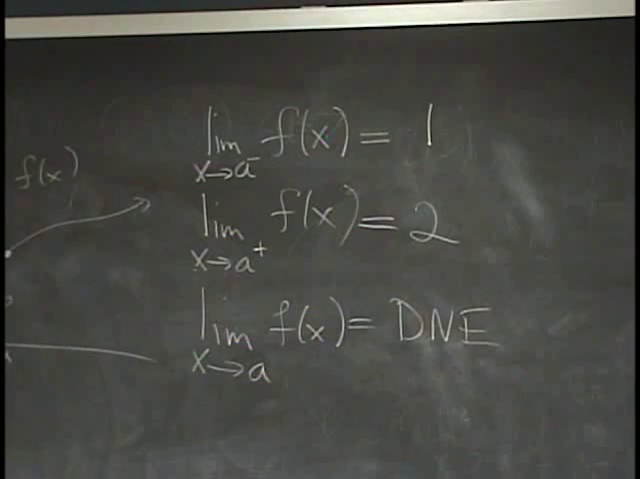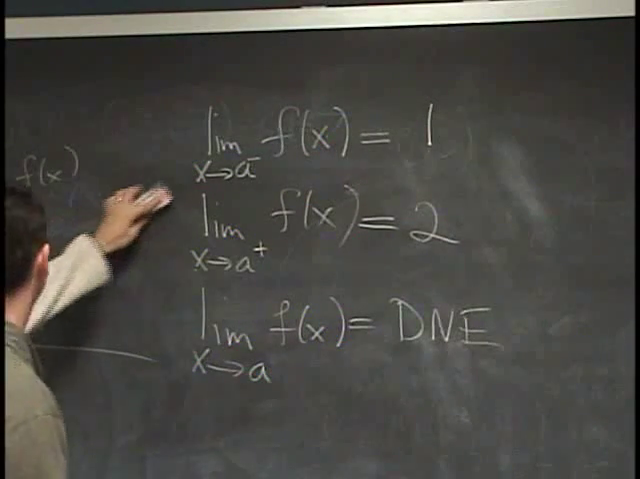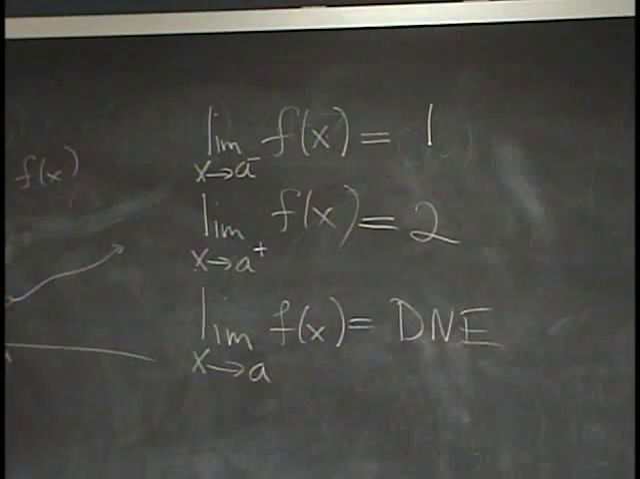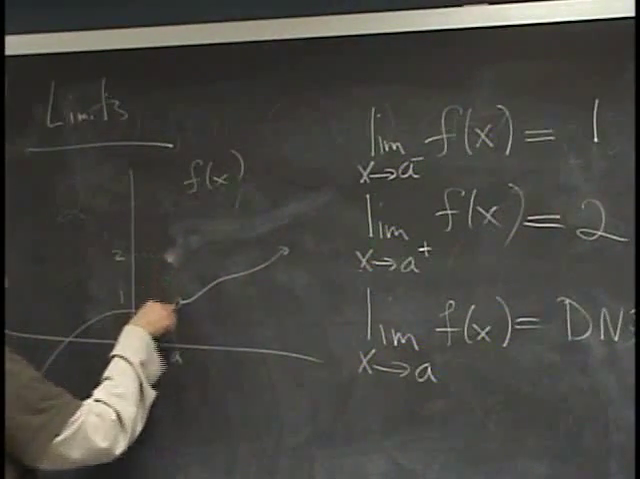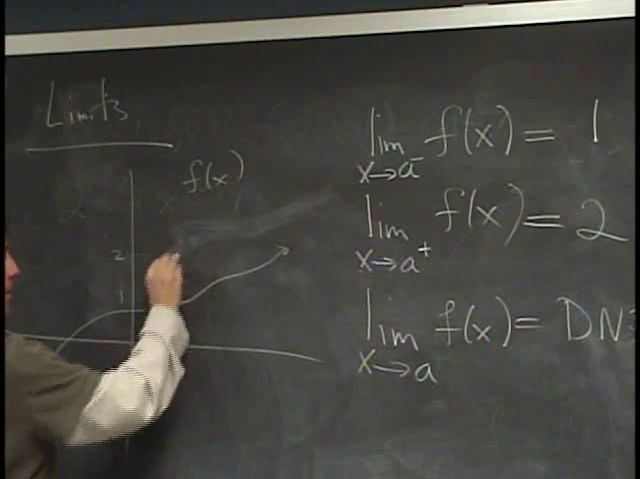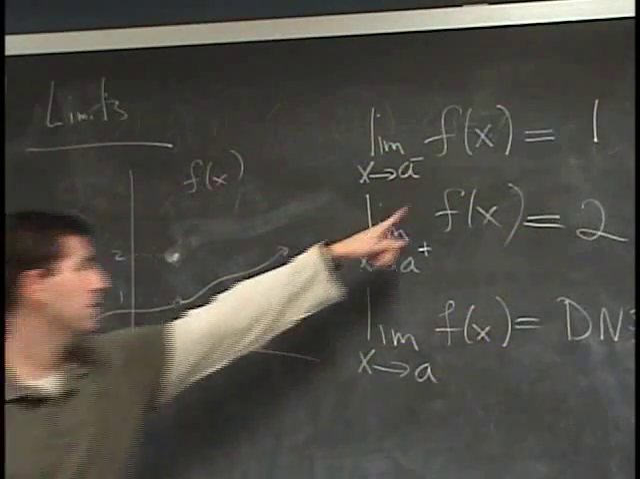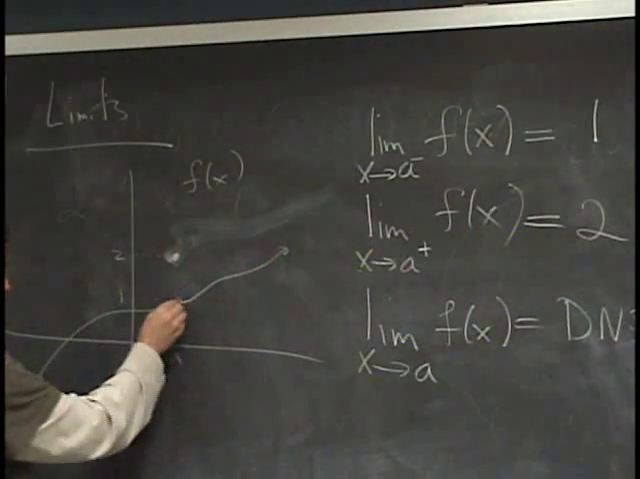On the other hand, if we move this function down a bit so that instead of jumping, it just misses this point and jumps up, the limit from the left is still the same, still hitting 1. The limit from the right, however, is now 1.